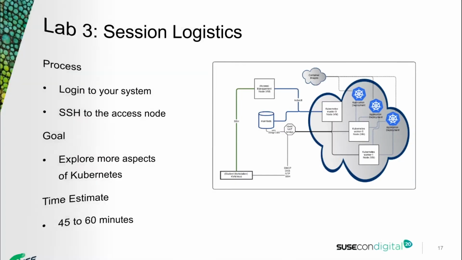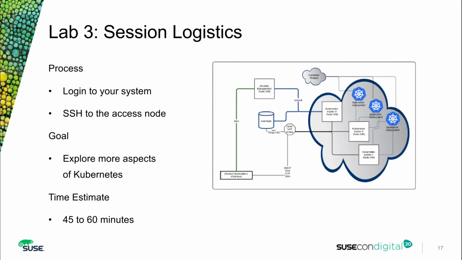Okay, so let's look at the logistics for this lab 3. Again, you're going to stay on your student workstation, you're going to SSH to the access node, and you're going to spend most of your time using kubectl. However, if you start to look at this picture, you can see what's been filled out underneath. In this case, your student workstation is actually a Linux KVM host. It's hosting a bunch of virtual machines for you.